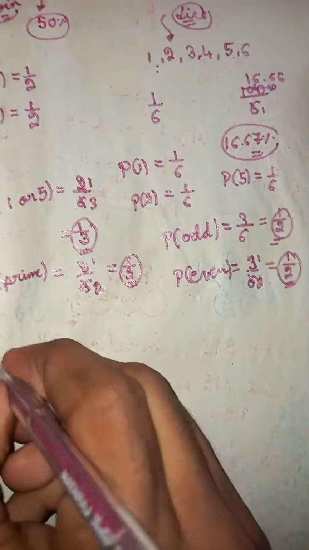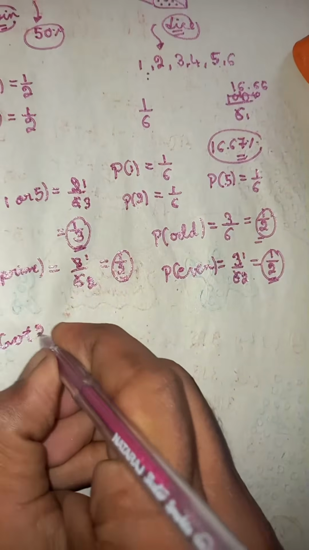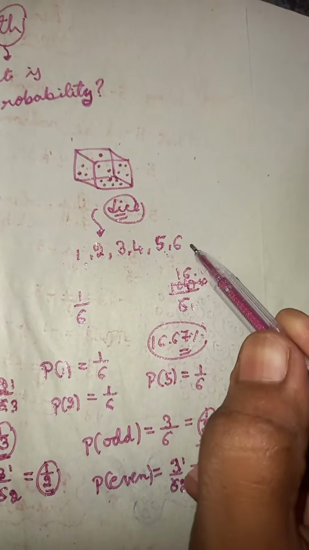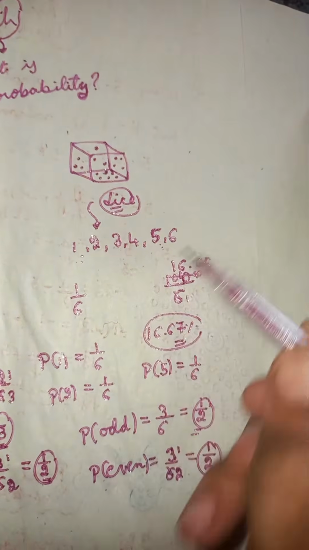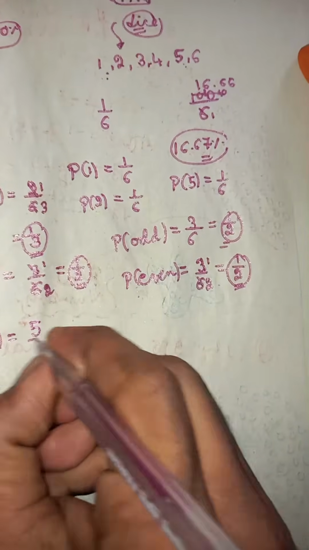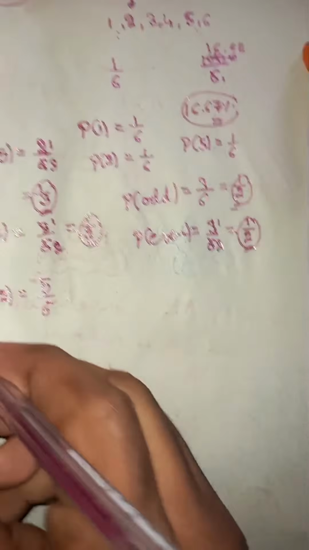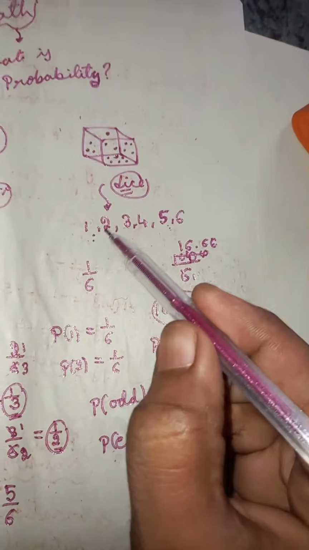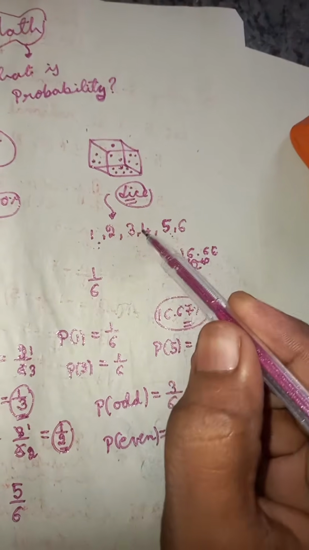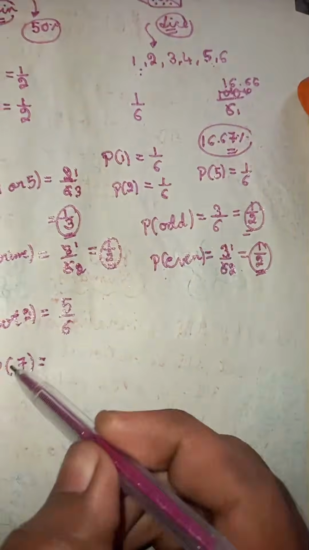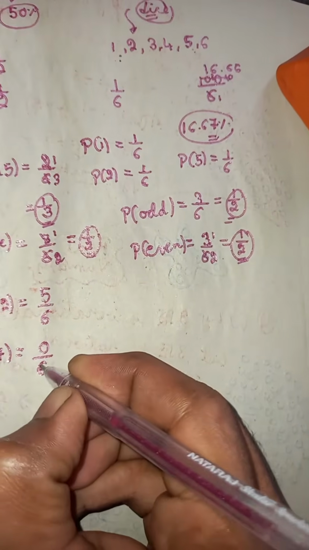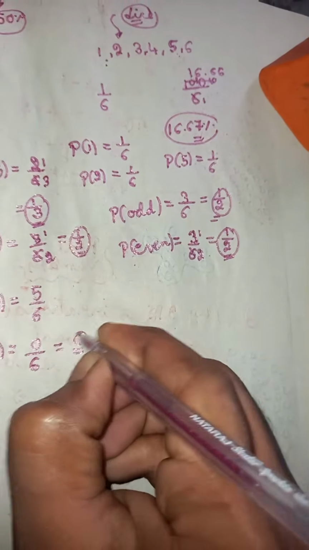They may ask what the probability of not getting 2 is. Not getting 2 means you can get 1, 3, 4, 5, or 6, any of the remaining 5, so you can write it as 5 by 6. I may ask you the probability of getting a 7 on a dice. This dice only has numbers 1 2 3 4 5 6, so 7 doesn't exist here, so the probability is 0 by 6, which is just 0.